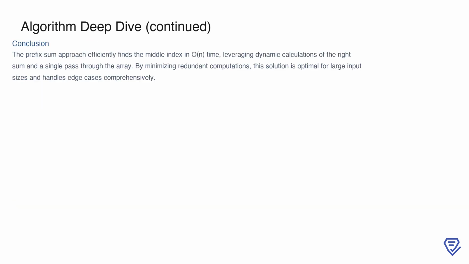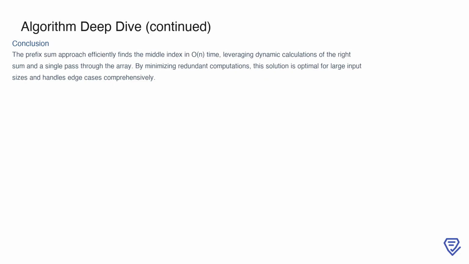In conclusion, the prefix sum approach provides an optimal solution to the problem of finding the middle index in an array. By leveraging dynamic calculations of the right sum and maintaining a running left sum, the algorithm achieves O(n) time complexity with O(1) space complexity. This makes it well suited for handling large arrays efficiently.